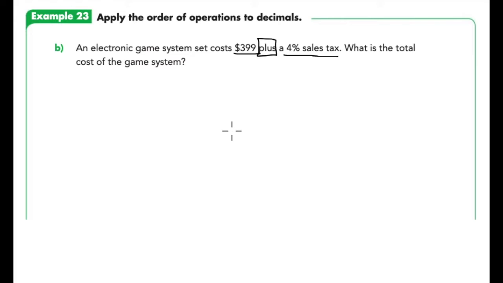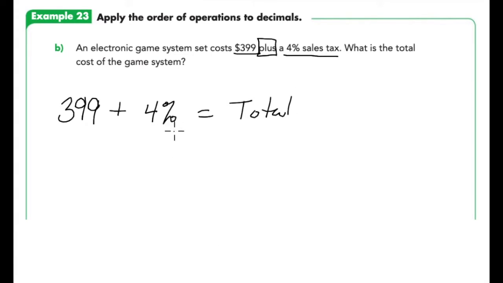So you're going to add the $399, which is the original cost, plus the sales tax that gets added on. So if we were to set this up as an expression, we have our original cost of $399 plus the 4% sales tax, and that gives us our total.